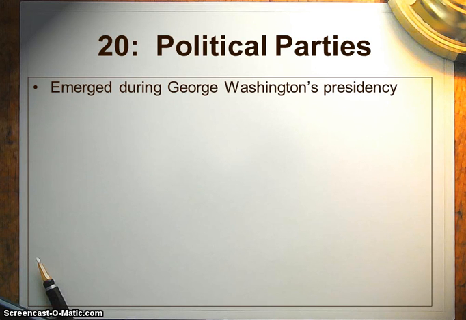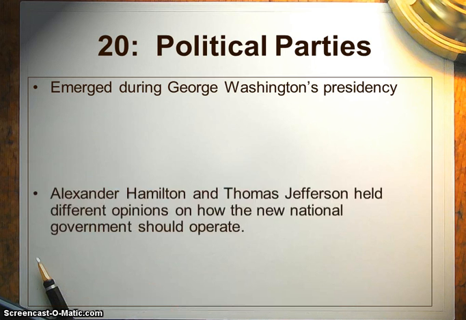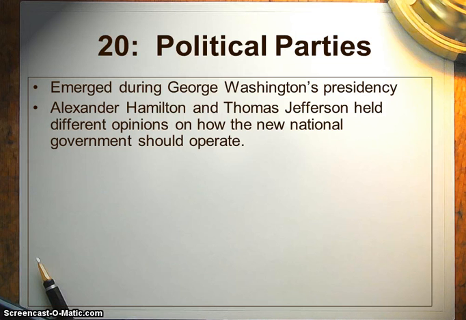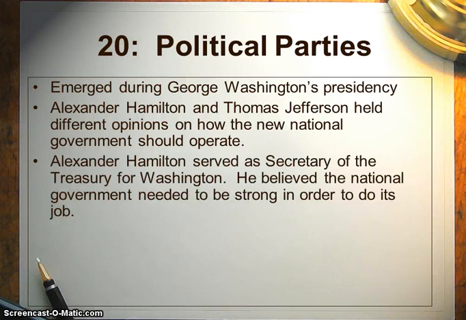For political parties: after the ratification debate, the Constitution gets ratified, and George Washington becomes the first president. During his presidency, Alexander Hamilton and Thomas Jefferson held different opinions on how the new national government should operate. Alexander Hamilton was the Secretary of the Treasury for George Washington.